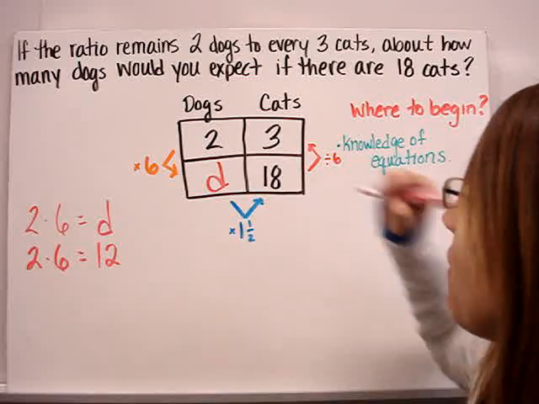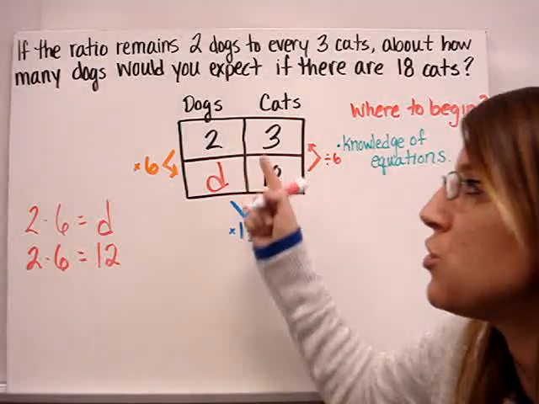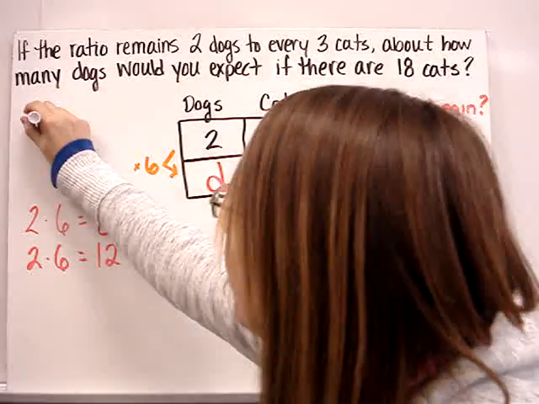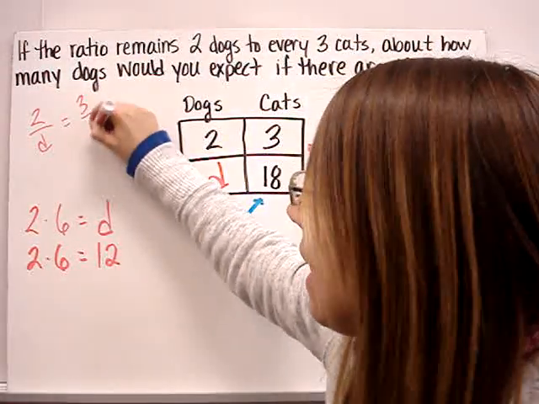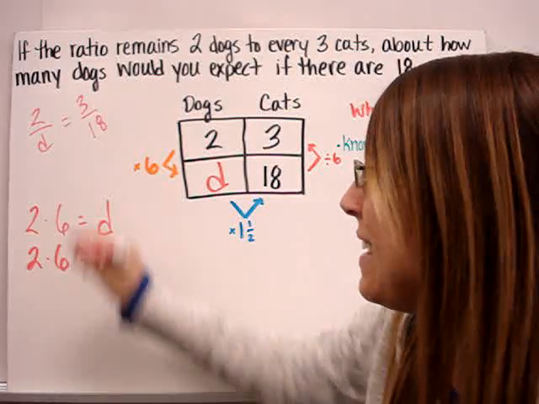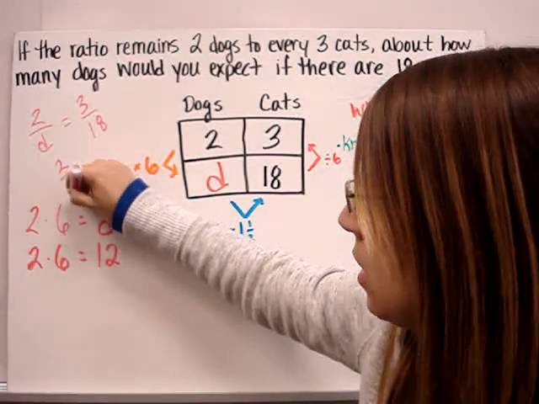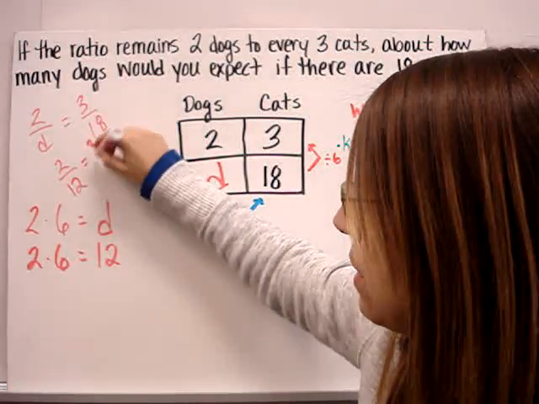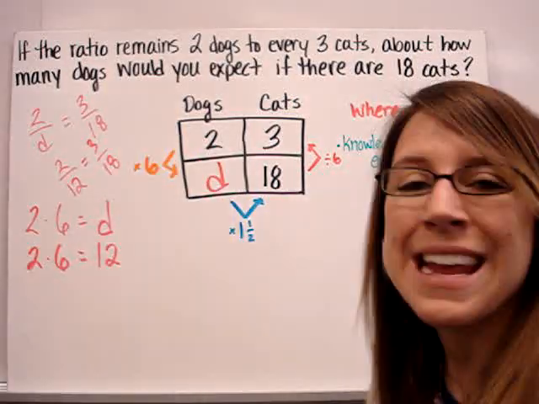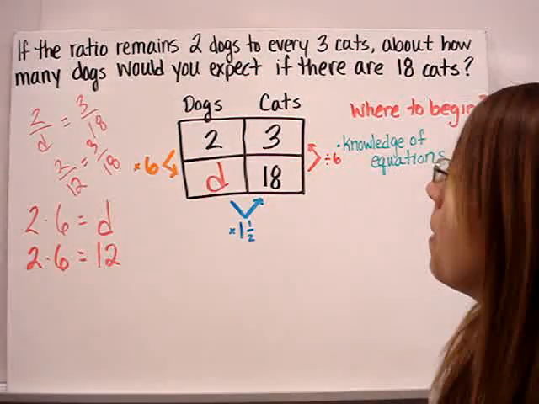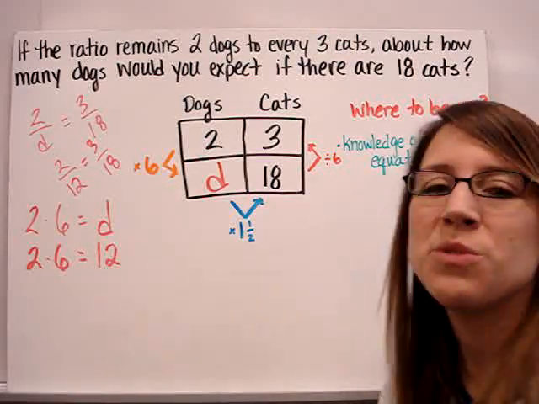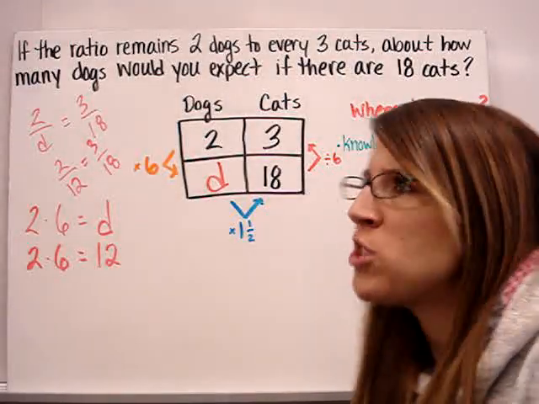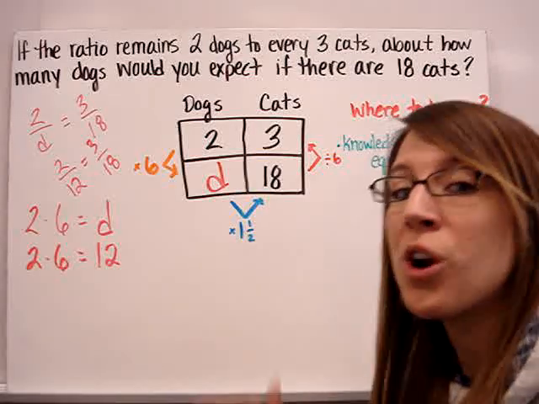And my proportion, if I wrote it as a proportion, now these are two ratios in a box, would look like 2 over D equals 3/18. And I know what D is now because 2 over 12 is going to be equivalent to 3 over 18. Okay? But maybe I don't want to do times 6. Maybe I want to challenge myself. Well, maybe you can try to work up.